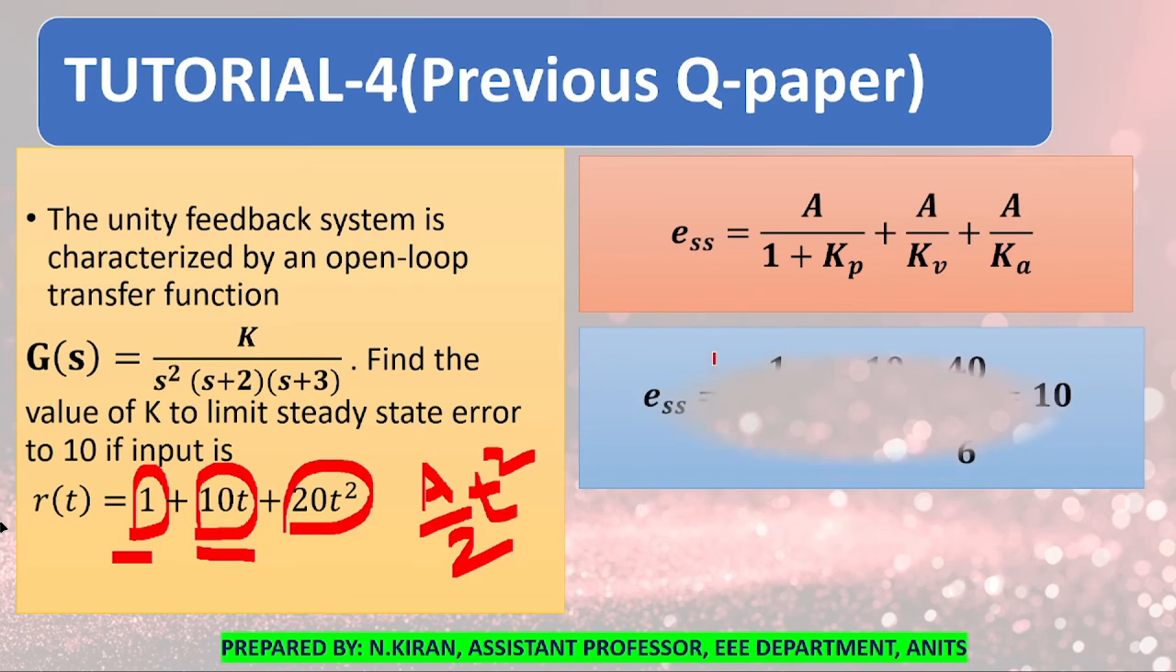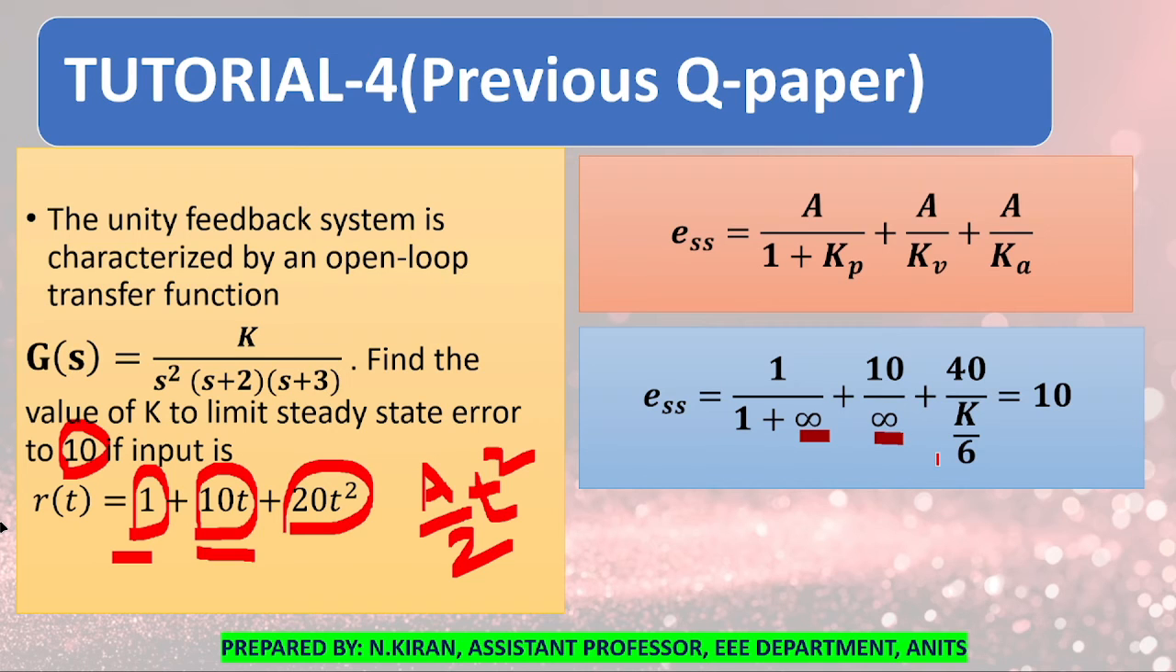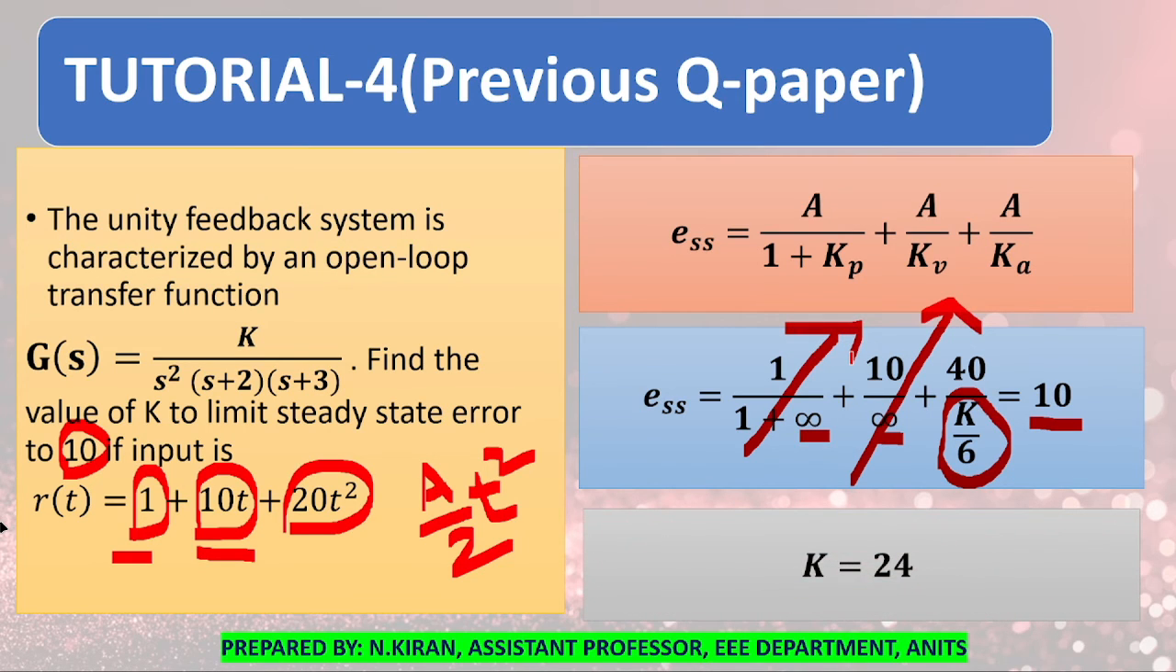So here, given that the steady state error is equal to 10, so 1 divided by 1 plus Kp, where Kp value is infinity, Kv value is infinity, Ka value is K by 6. So substituting the values of Kp, Kv and Ka and equating that to 10, obviously these two terms will become 0, which will give me the value of K as 24.